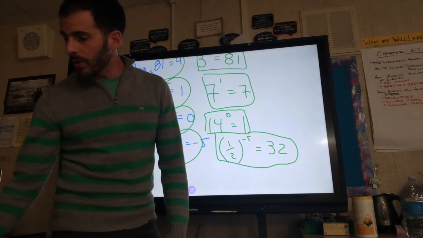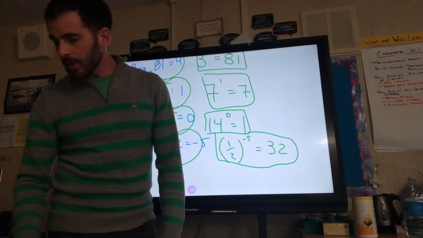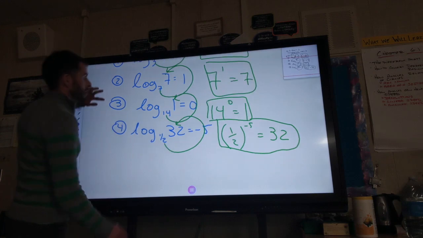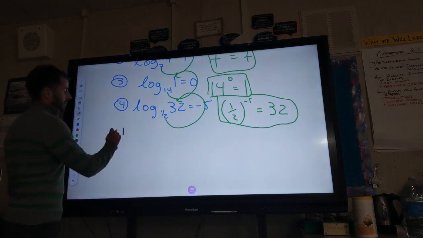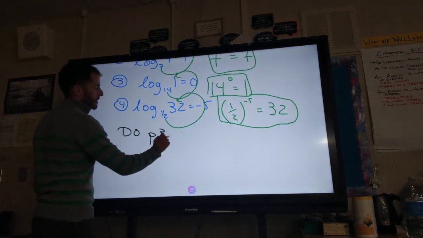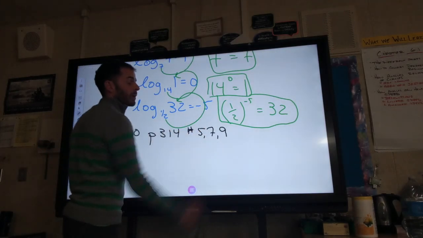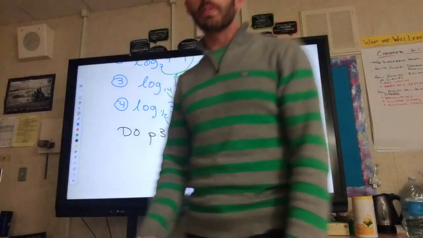But before you get to part 2, turn to page 314 and do numbers 5, 7, and 9. Do page 314, numbers 5, 7, and 9, and see if you can stay organized, because that's all it takes. And then be back for part 2.